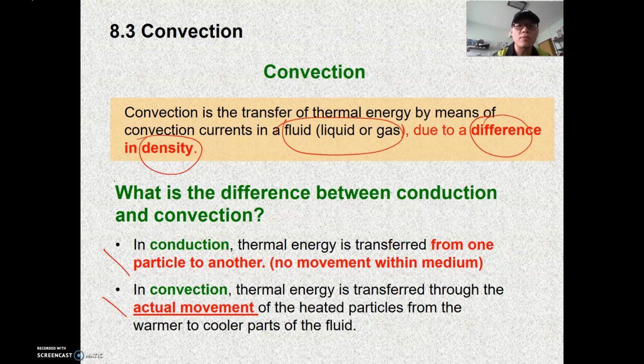And one of the other differences is that for convection, we are dealing with two types of medium, mainly liquid and gas. Whereas in conduction, the medium that we are looking at covers all three states: solid, liquid, and gas. So please note the difference, students.